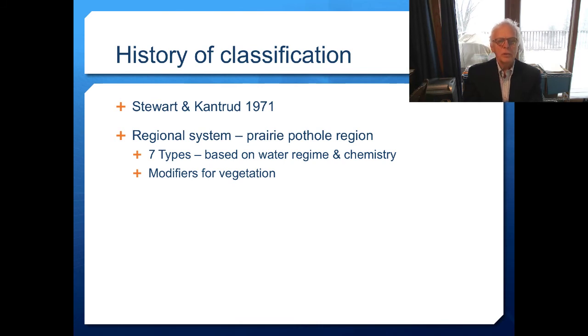Continuing with the history of classification, there was a piece of work by Stewart and Kantrud in 1971, which was a regional system mostly created for the Prairie Pothole region of the middle part of North America. There were 7 types. They were based on water regime and chemistry, and the modifiers again were vegetation. That theme of vegetation, water inundation, amount of the year that flooding, and overall temperature and precipitation, again, is a repeated theme.